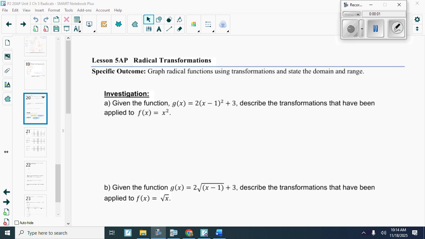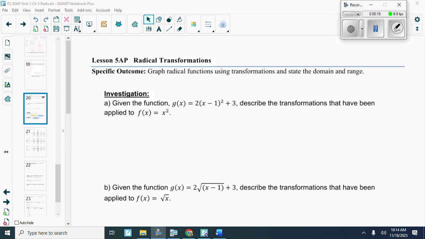So all of those transformations that we learned, that you go from left to right, when we are talking about, is there a reflection across the x-axis? Is there a vertical stretch factor? Is there a horizontal translation? Is there a vertical translation? That's where we're going with today's lesson.